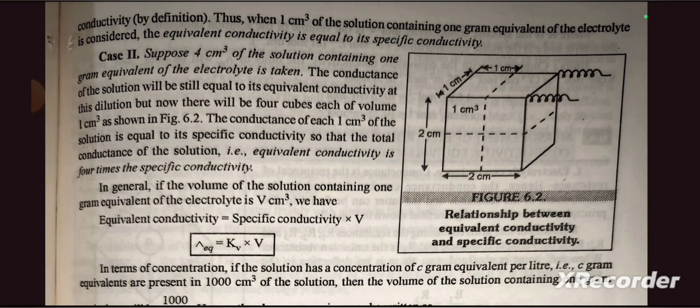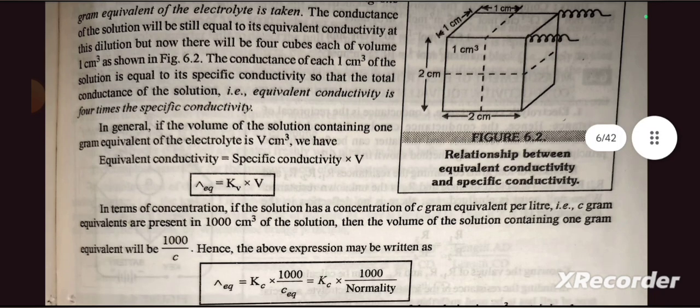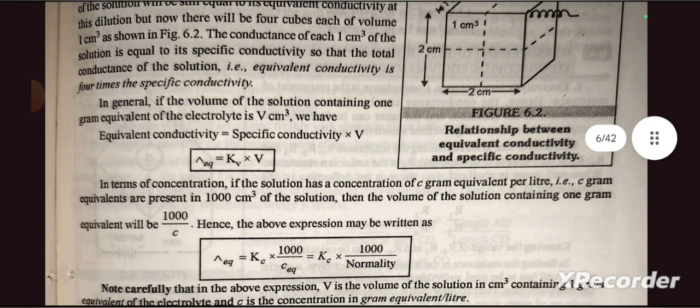Case 2. Suppose 4 centimeter cube of the solution containing 1 gram equivalent of the electrolyte is taken. The conductance of the solution will still be equal to its equivalent conductivity at this dilution. But now there will be 4 cubes, each of volume 1 centimeter cube, as shown in figure 4.6.2. The conductance of each 1 centimeter cube of the solution is equal to its specific conductivity, so that the total conductance of the solution, that is the equivalent conductivity, is 4 times the specific conductivity.